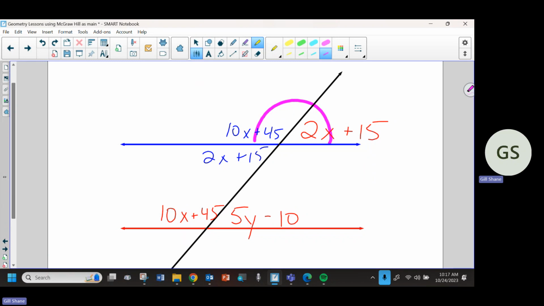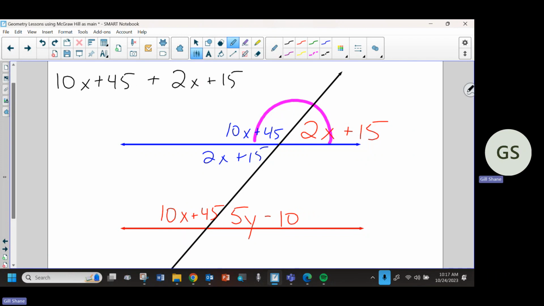Those two angles added together have to equal 180. That's your equation. And there's only going to be one variable, so we'll be able to solve it. So that's the angle on the left, plus 2x. So here's the angle on the right.